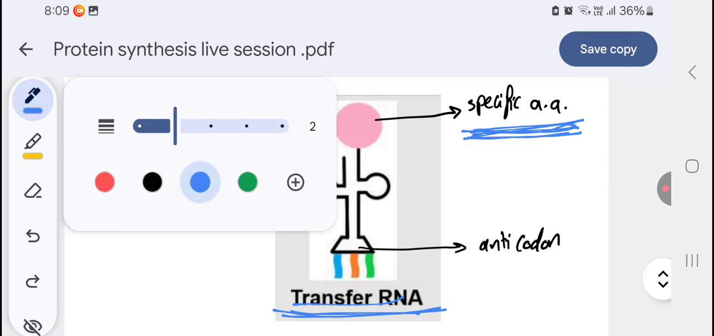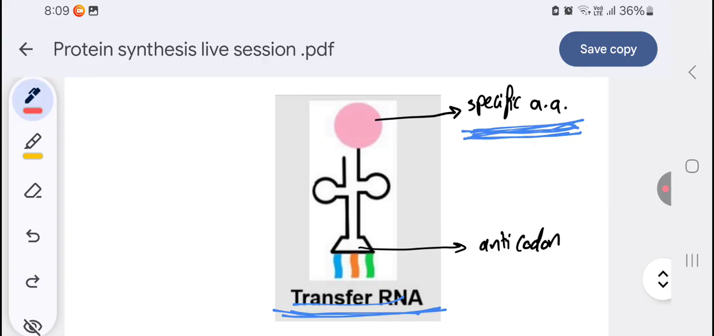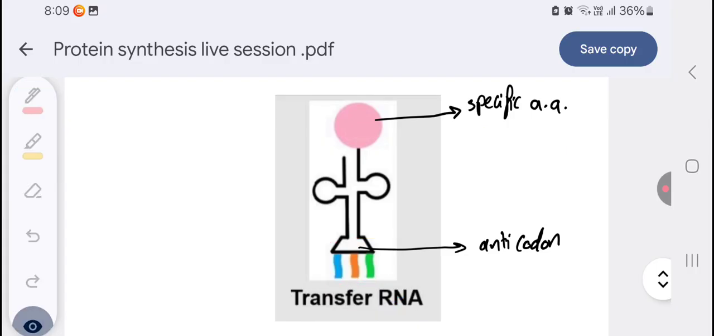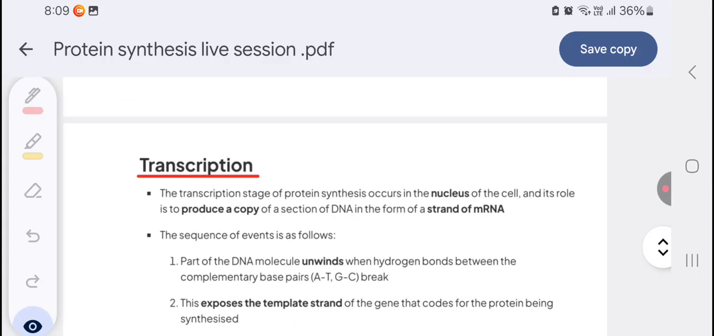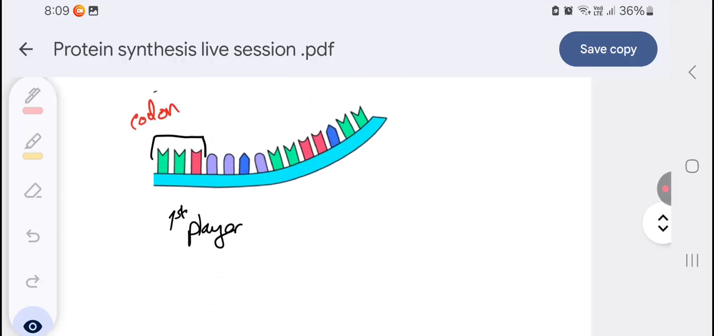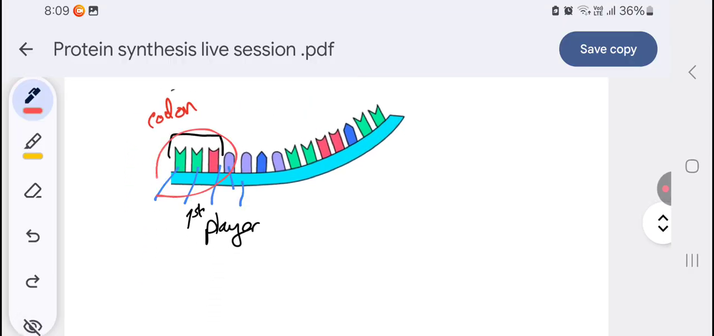It has another part, which is the anticodon. Do you remember the word codon? It is the three successive nucleotides in the messenger RNA, the complementary copy of the DNA, which leaves the nucleus carrying the same genetic code of the original DNA. We call it the messenger RNA. Each three successive nucleotides in the messenger RNA are called a codon. Do you remember that? Yes.